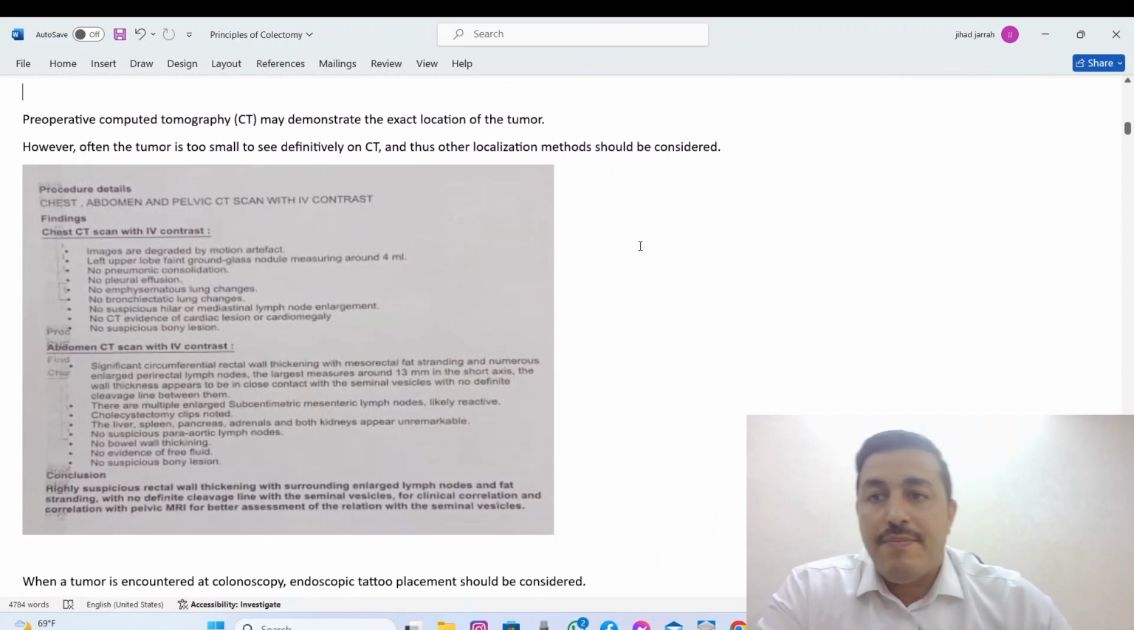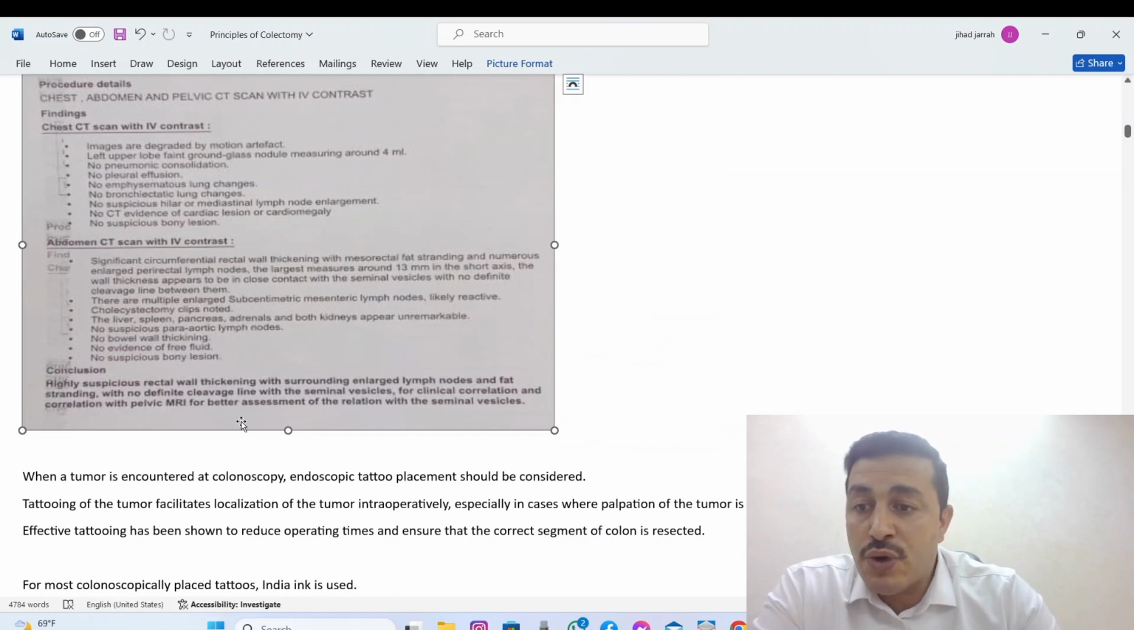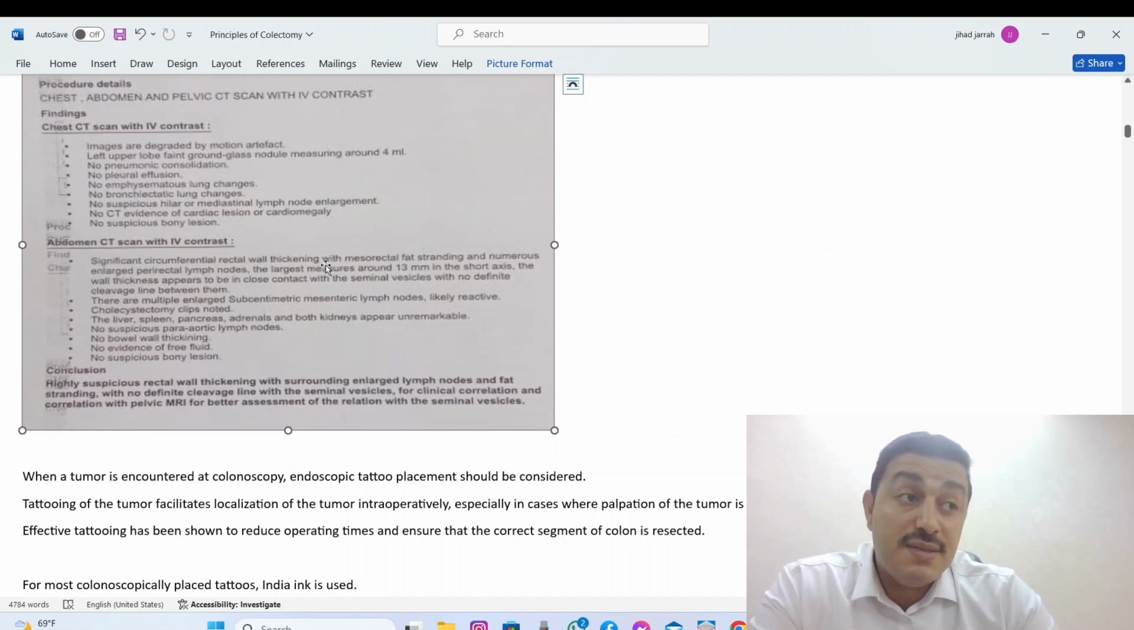We know that we have a principle called preoperative CT. Preoperative CT is not the gold standard. We use it for staging. It's a nice modality for staging, but it's not the gold standard for determining where the tumor is, especially if it is too small. CT is helpful, but not the gold standard. This is a CT for one of my patients, and you can see in the abdomen CT scan a highly significant circumferential rectal thickening with mesorectal fat stranding, with the conclusion highly suspicious of rectal wall thickening.